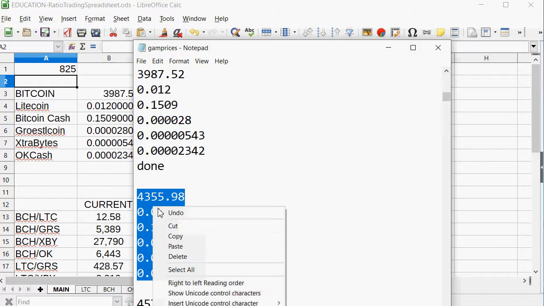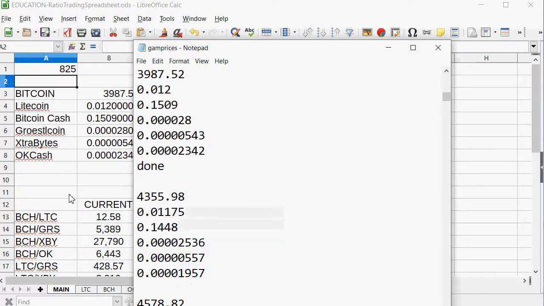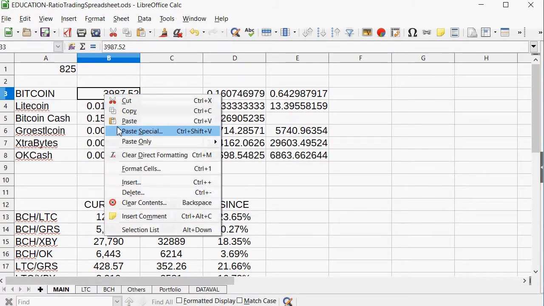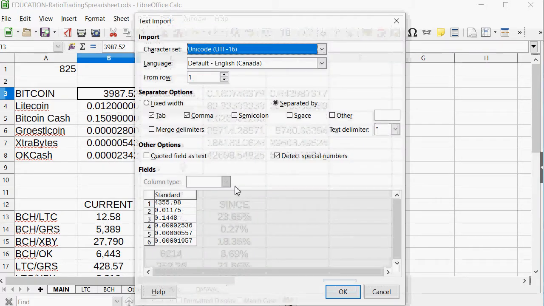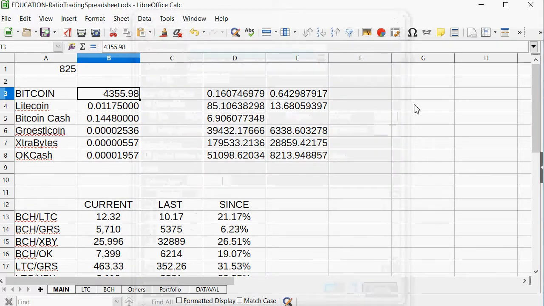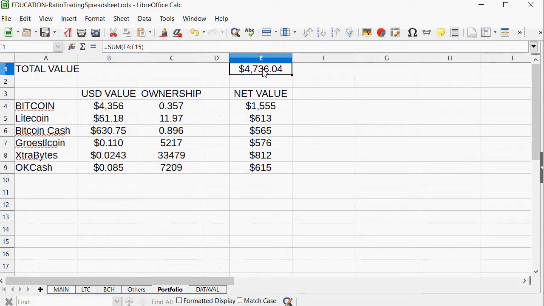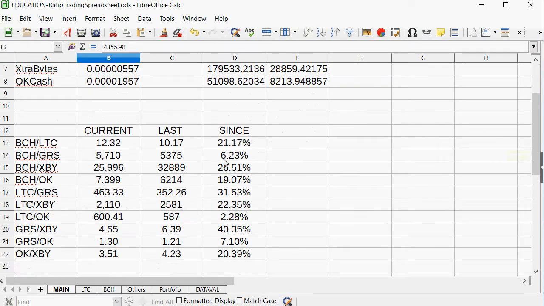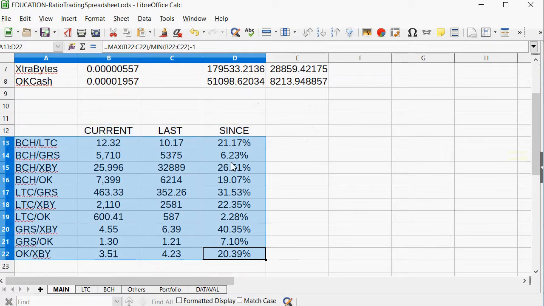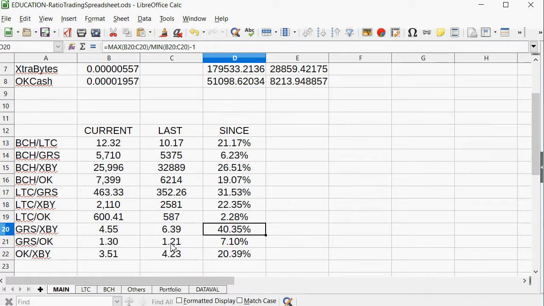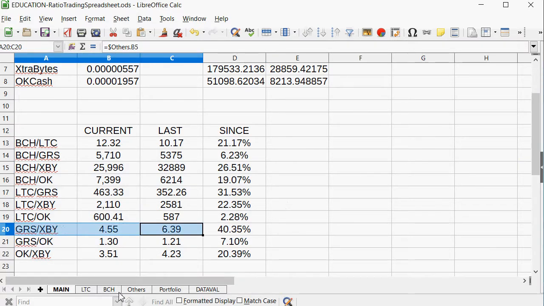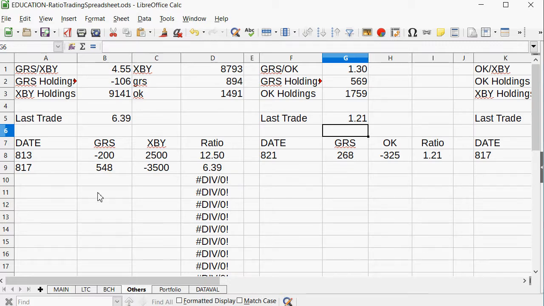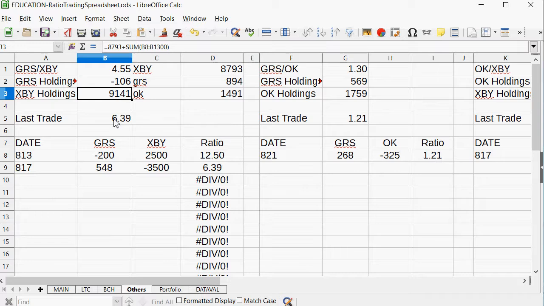And Bitcoin prices would have gone up to 43.55 here. And when we look at our portfolio, 4,700, which is pretty much double-ish or so, a little less than where it stands. Any big movers in here? We have a 40% as the biggest between GRS XBY going down, which means XBY would be the sale. Last play was selling 3,500 XBY, owning 9,100.